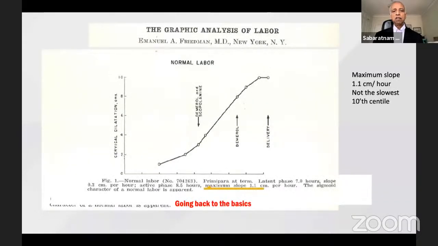And the second mistake we made is we not only misconstrued that as normal labor, but Friedman correctly said that 1 centimeter per hour is the maximum slope. As you could see, the underlying portion here is maximum slope. We thought that was the slowest slope, so we always put 1 centimeter for the alert line.